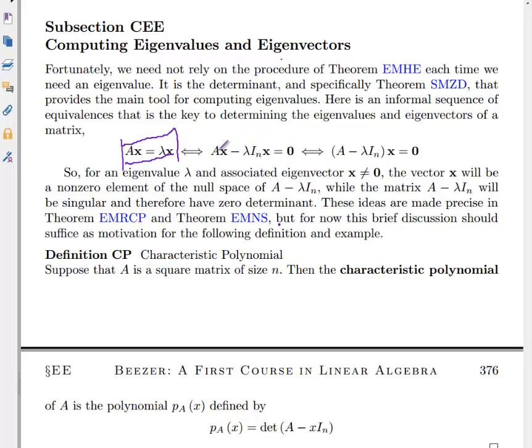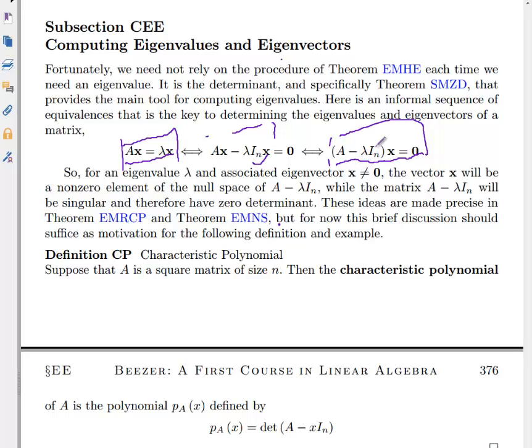Let's rearrange this. I can write this as Ax minus lambda Inx. We've done this before. Inx is the same as x. We've just moved it to the other side. And we can write this as (A minus lambda In) x equal to 0. So what we have here is a matrix times the vector equal to 0. Actually, x is in the null space of this matrix.